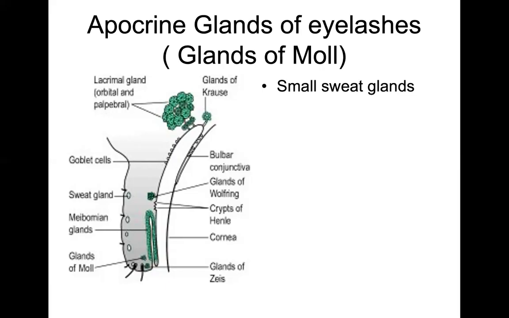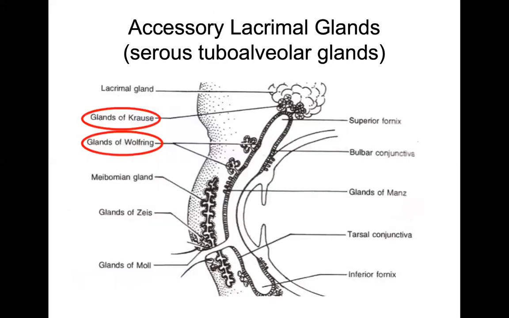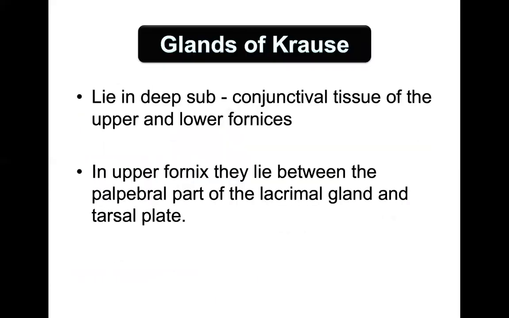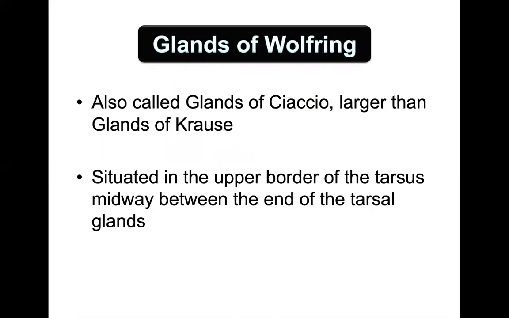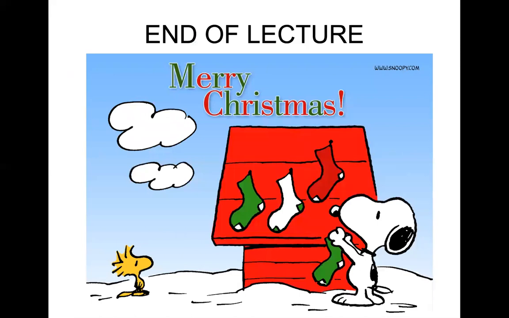Now, aside from sebaceous glands, we also have your apocrine glands of the eyelash. These are actually small sweat glands. So you have that termed as your glands of Moll. Now, other accessory lacrimal glands, you have the glands of Krause and the glands of Wolfring. These are actually serous tubulo-alveolar glands. Now, the glands of Krause usually lie in the subconjunctival tissue, while the Wolfring glands usually are situated at the upper border of the tarsal glands. So these are your accessory lacrimal glands of the eyes.